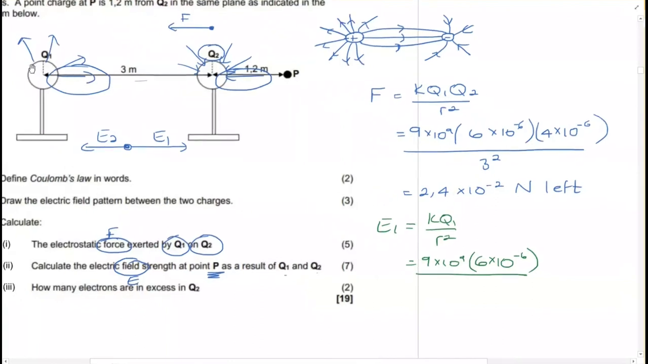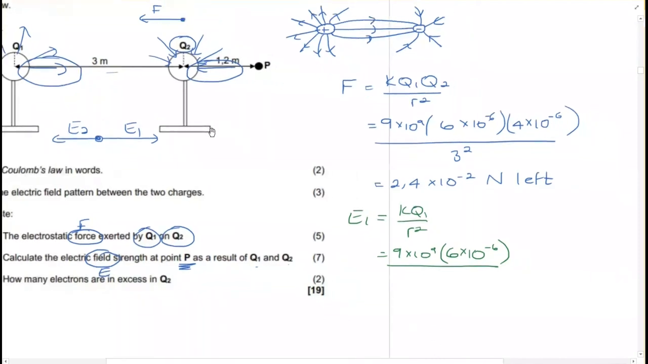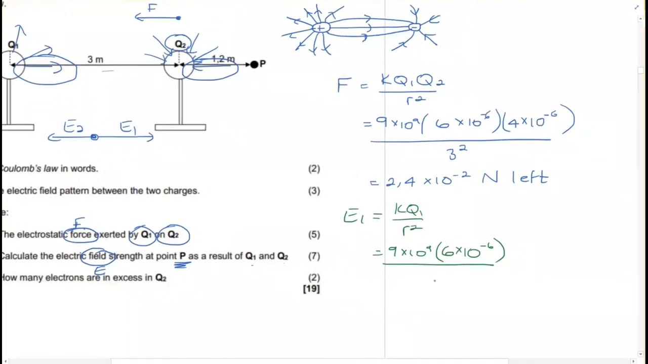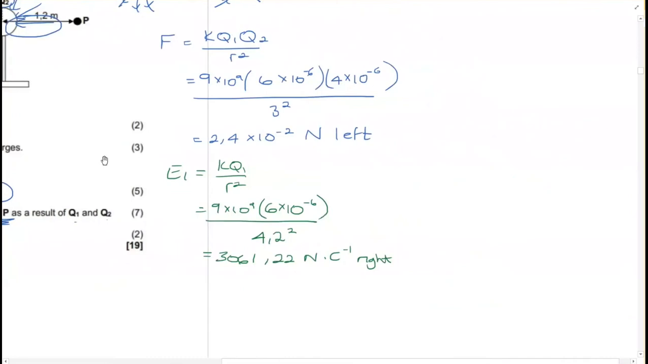Now the distance, look here quickly. You're going from Q1 all the way to P. So it's the 3 meters plus the 1.2 meters. You've got to take both distances there. So 4.2 meters, and square it. That's going to give you 3061.22 Newton per Coulomb. And that one was to the right. Happy with that, guys?